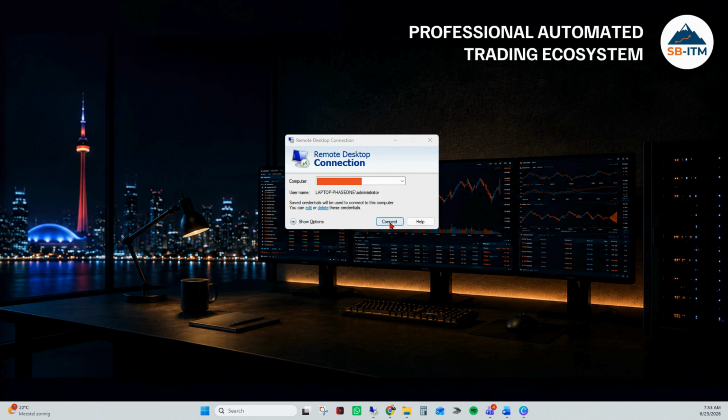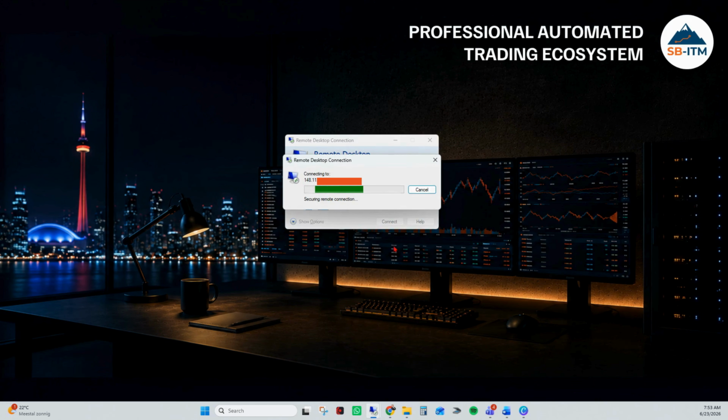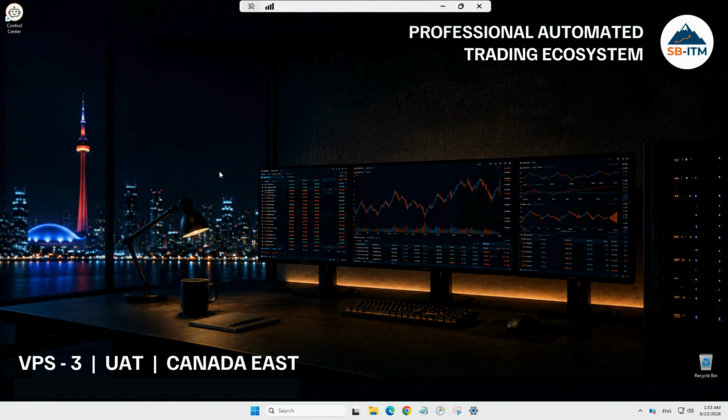We start from the user's workstation and connect to the dedicated Managed VPS where the SB-ITM ecosystem is installed. This separates the trading environment from the local computer and helps keep the ecosystem running in a stable, controlled setup throughout the trading session.